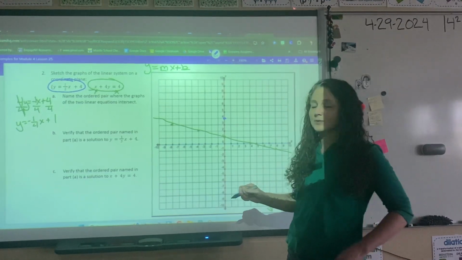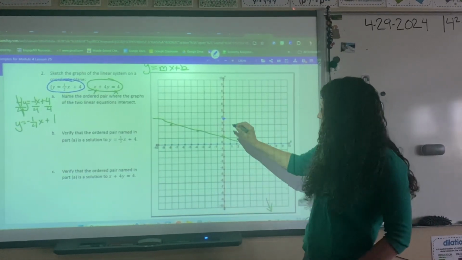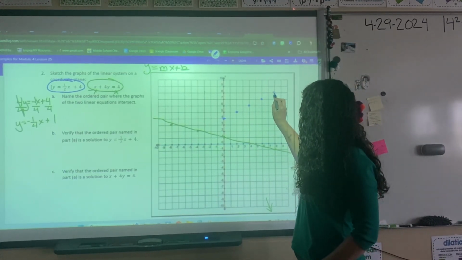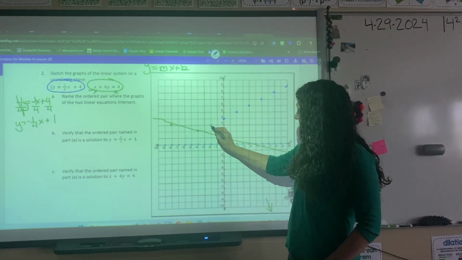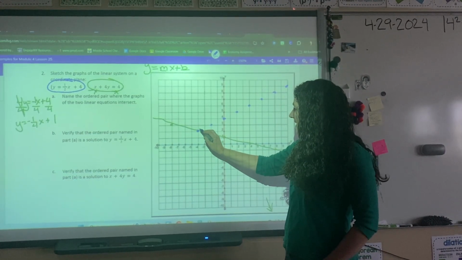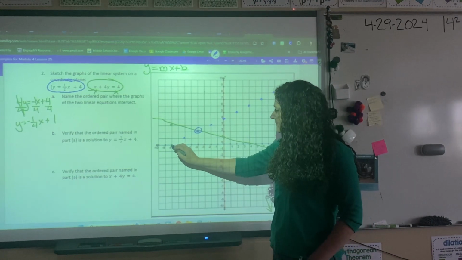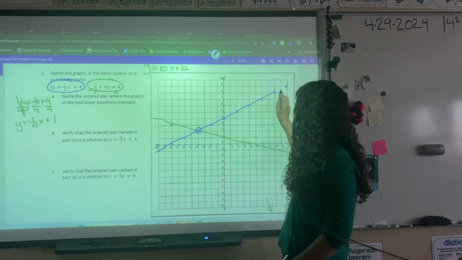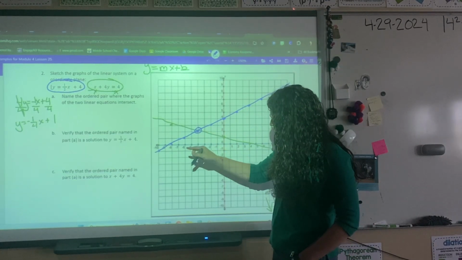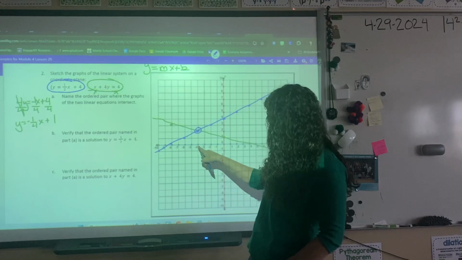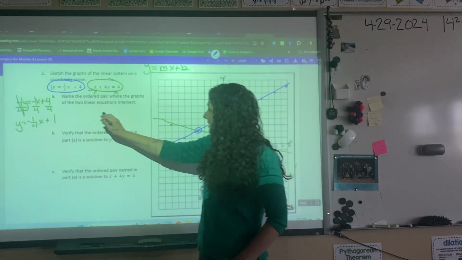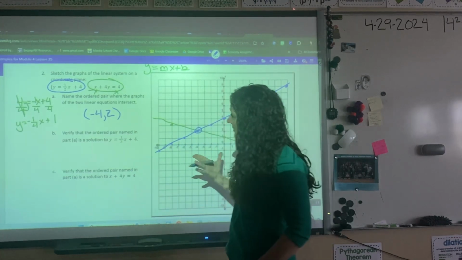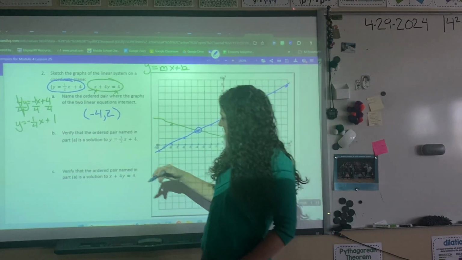Ashley, what's the slope on that blue equation? 1/2. So we're going to go up 1 over 2, up 1 and just like that. Have we crossed yet? No, we need to go down here and then right there we crossed. So, where did these two cross? What's this point? -4, 2. So -4, comma 2.